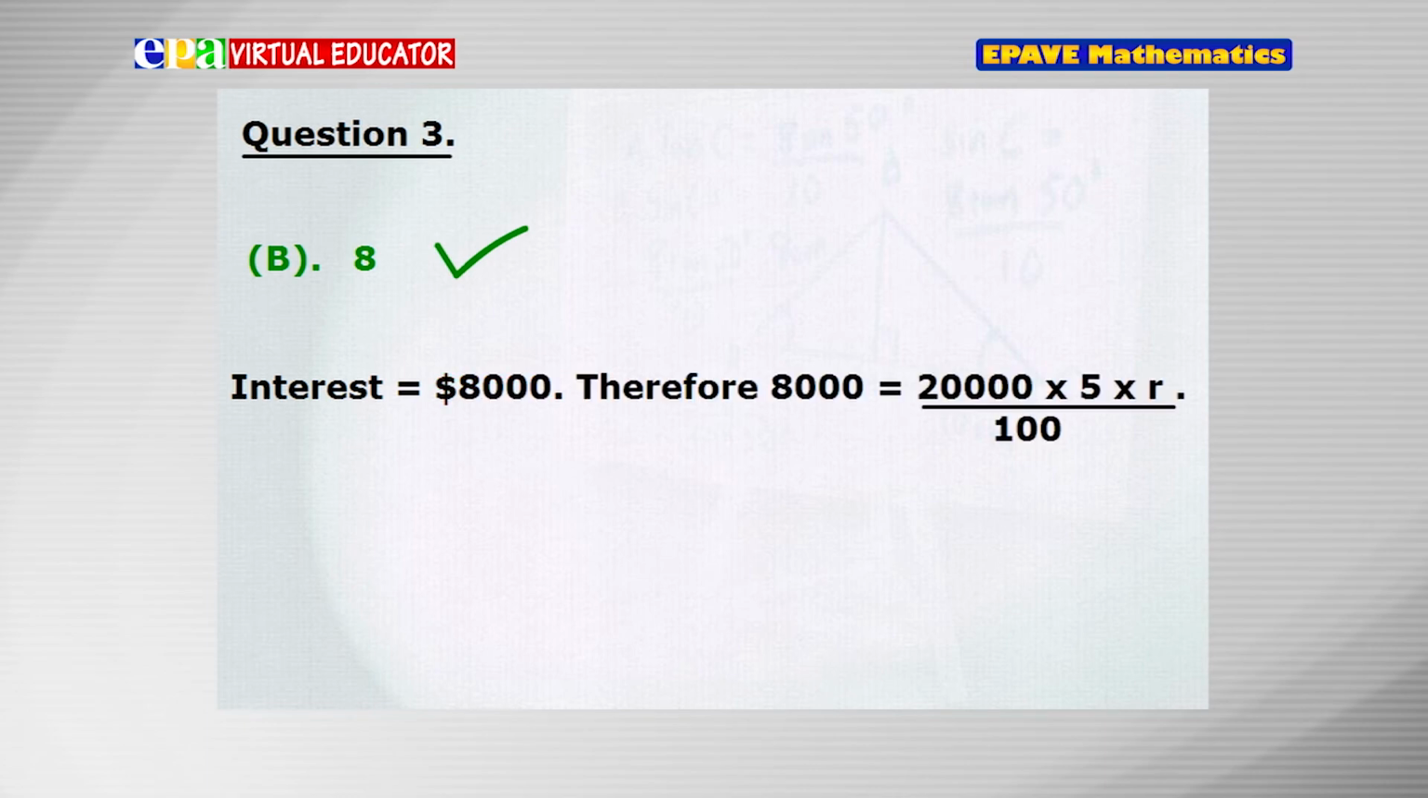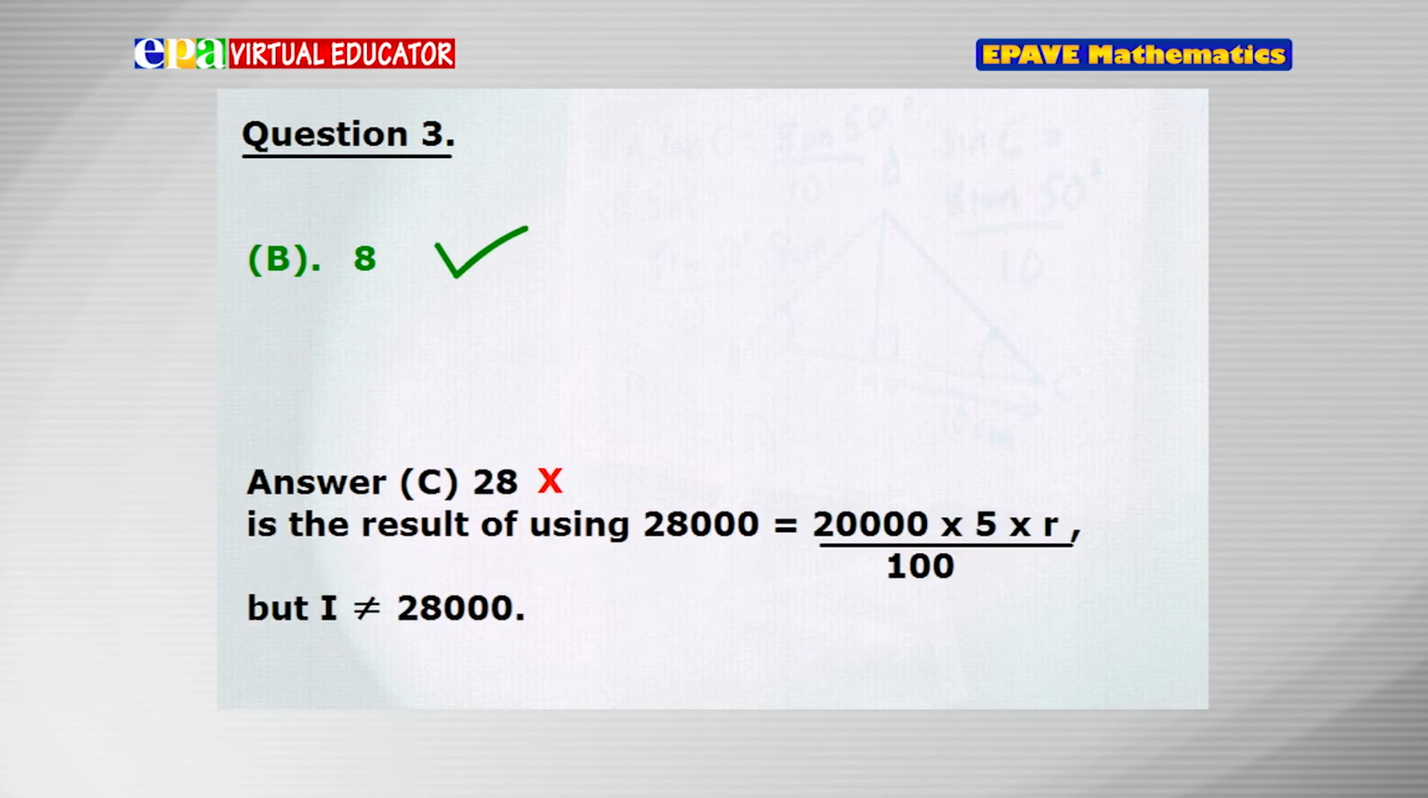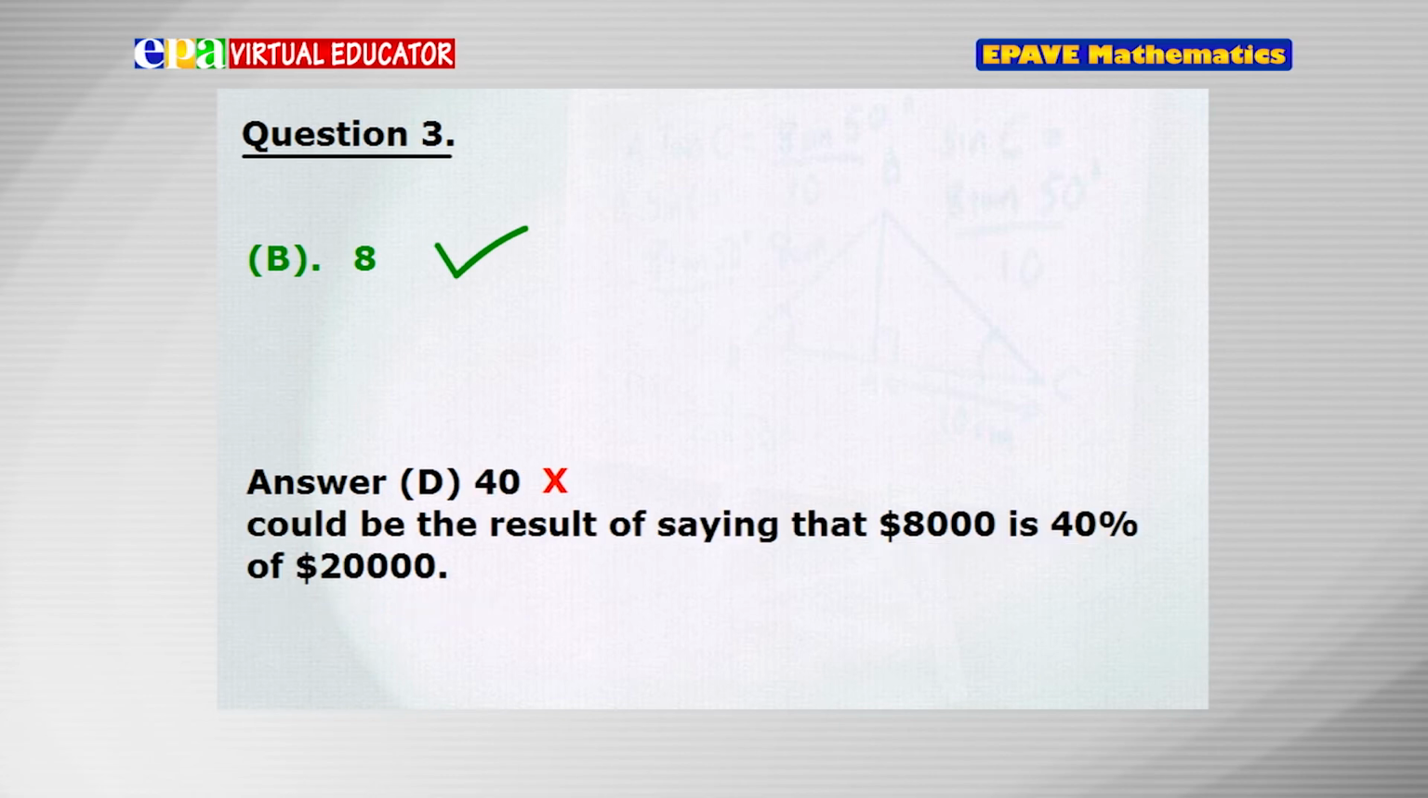The correct response to question 3 is B. Interest is equal to $8,000. Therefore, 8,000 is equal to 20,000 times 5 times R, all divided by 100. Answer A could be a miscalculation, thinking that 4% of $20,000 is $8,000. Answer C is the result of using 28,000 equals 20,000 times 5 times R, all divided by 100, but I is not equal to 28,000. Answer D could be the result of saying that $8,000 is 40% of $20,000.